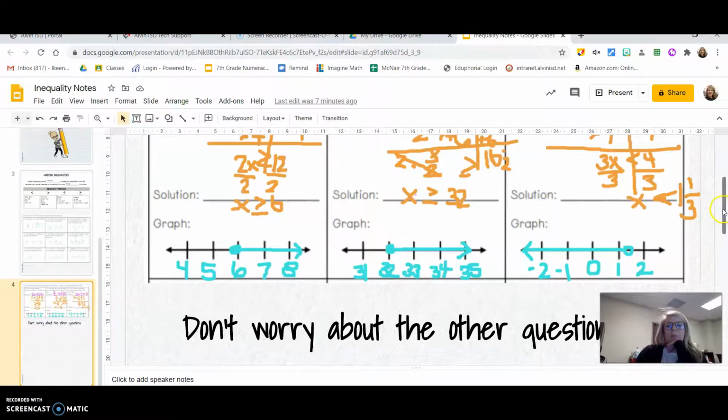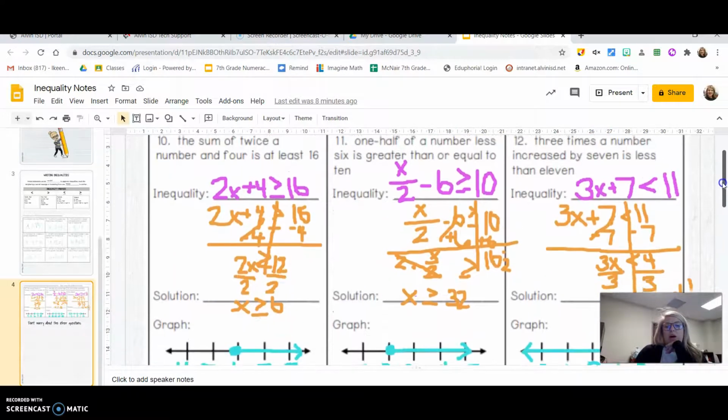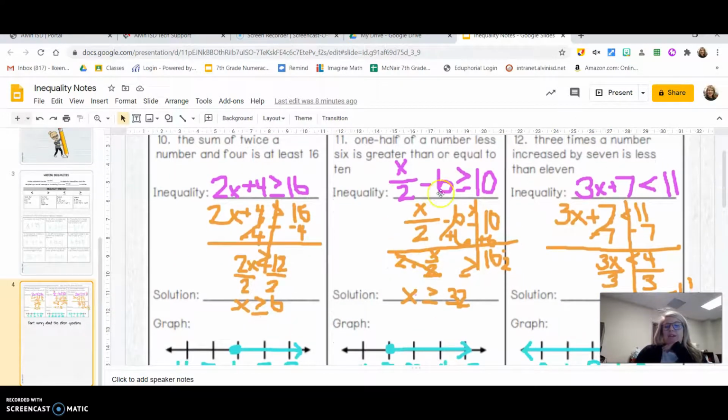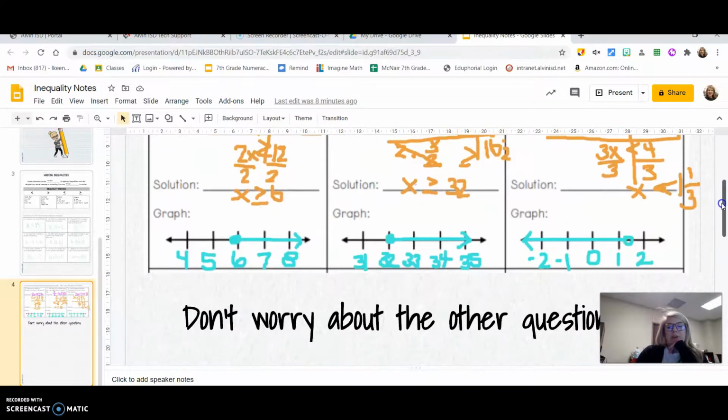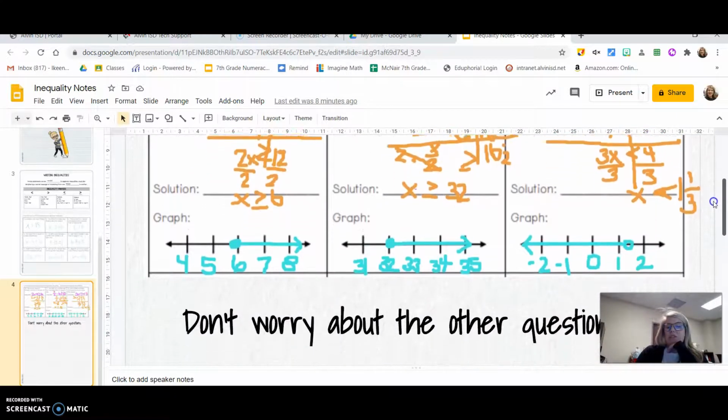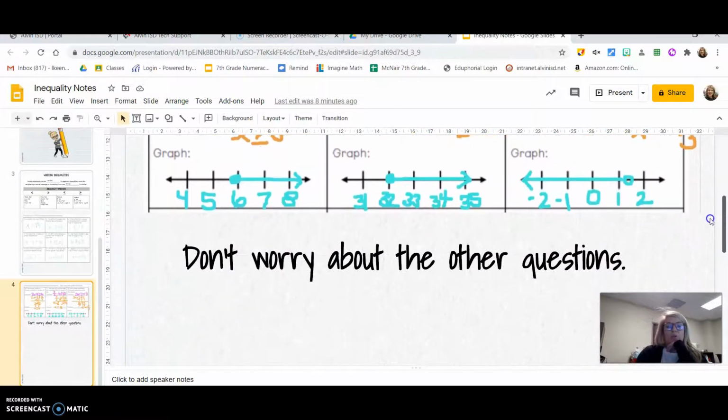Okay? And then for my next 2 examples, I followed that exact same process. I started with the inverse operation of addition or subtraction, and then moved on to the inverse operation of multiplication or division. And remember, solving an inequality means there can be an infinite number of solutions. It doesn't have to be just one.